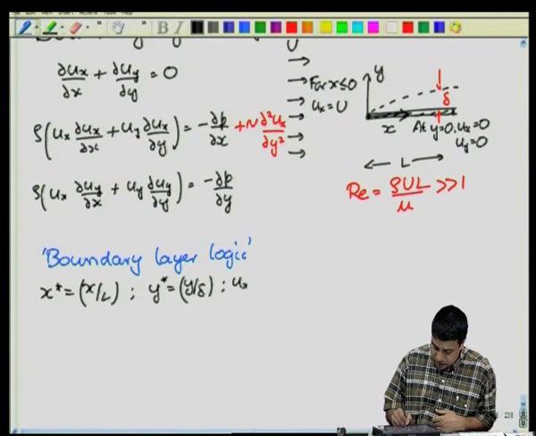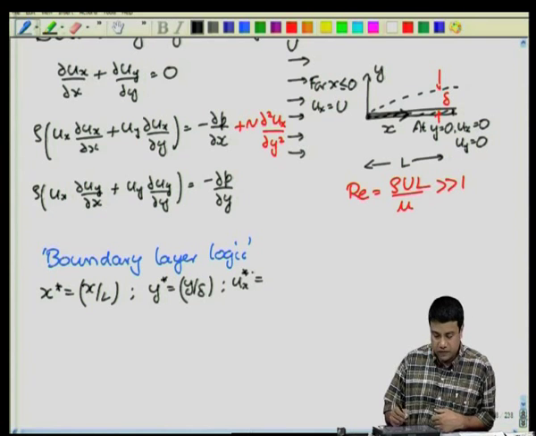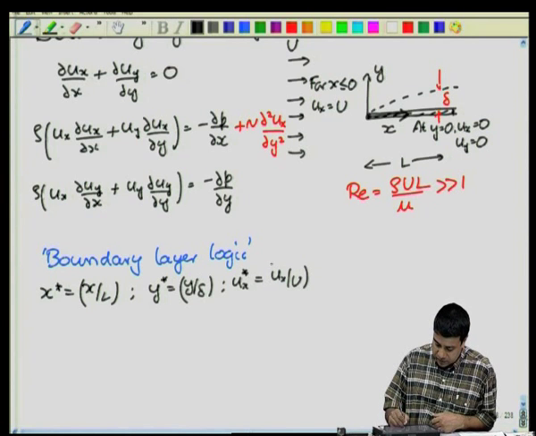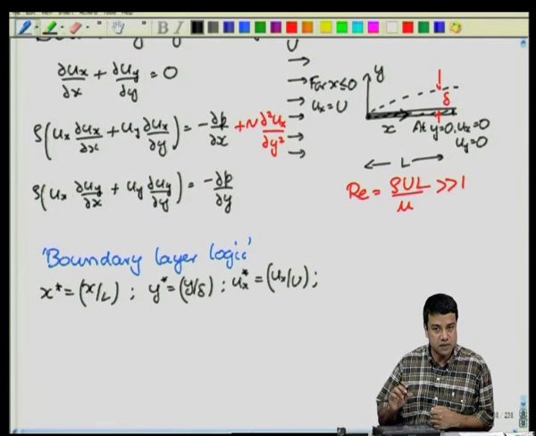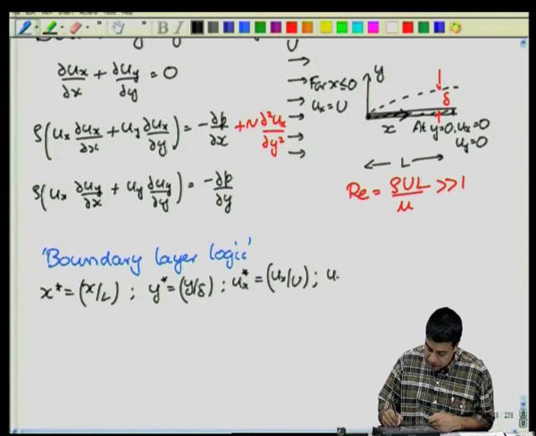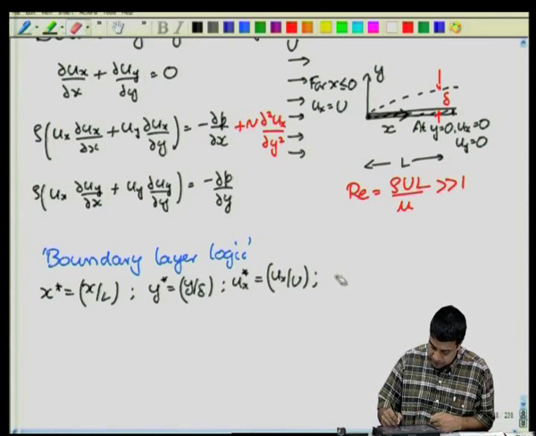For the y direction, I had scaled it as delta. The natural scale for the velocity u_x is just capital U itself. However, the velocity scale in the y direction comes from the mass conservation equation, from the requirement that partial u_x by partial x and partial u_y by partial y are both of equal magnitude. Since the length scale in x is L and the length scale in y is delta, much smaller than the x length scale, you find that u_y is also much smaller than u_x.